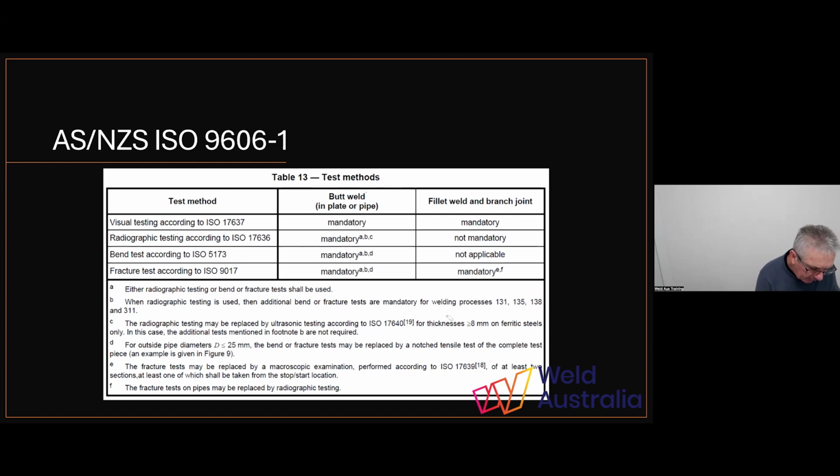Now it says D here, for outside diameter equal to or less than 25 mil, the bend or fracture test may be replaced by a notch tensile test or complete test. For fracture test may be replaced by a macro examination, and at least 2 sections. Fracture tests on pipes may be replaced by radiographic. So they're giving you options to utilize.